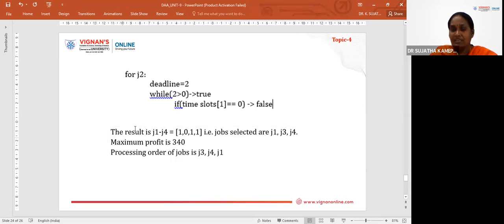Like that, we need to find the solution for any problem. I hope that you all understood how the job sequencing problem is solved using this greedy method. So try to solve one more problem using this algorithm.